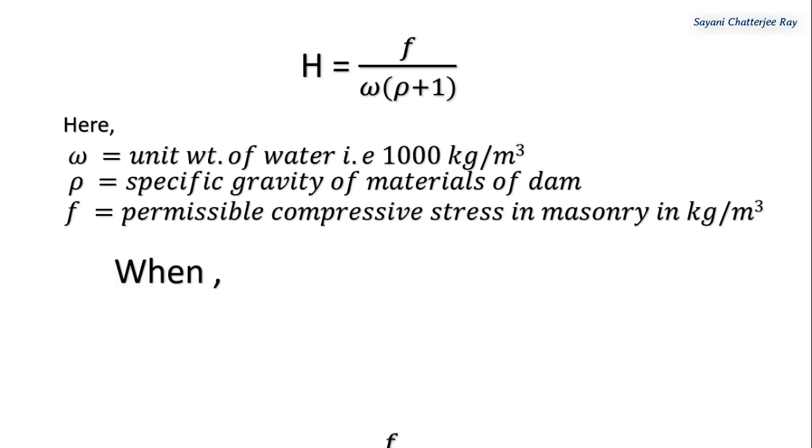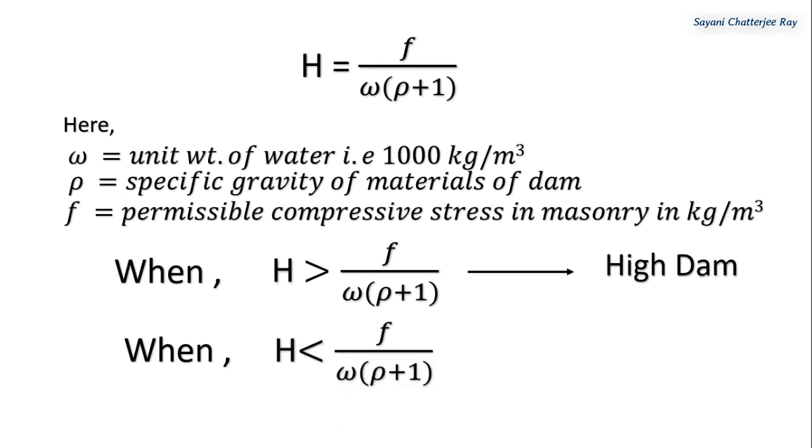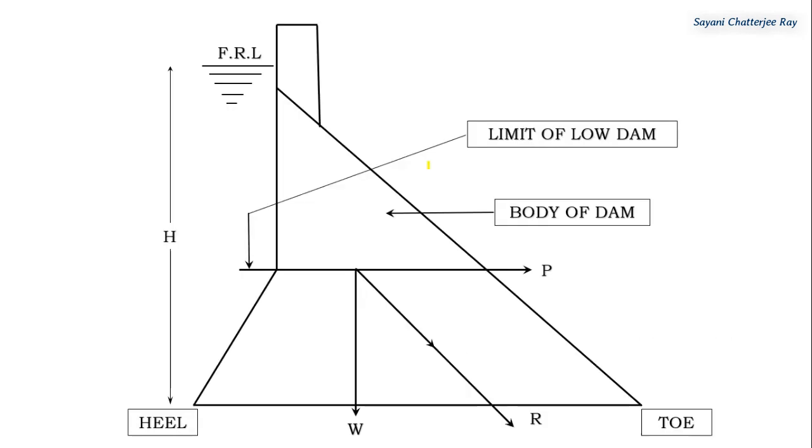So if the value of H is greater than F upon omega multiplied by rho plus 1, then it is a high dam, and if the value of H is less than F upon omega multiplied by rho plus 1, it is called a low dam.